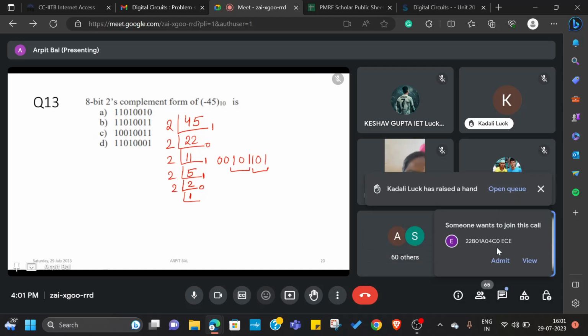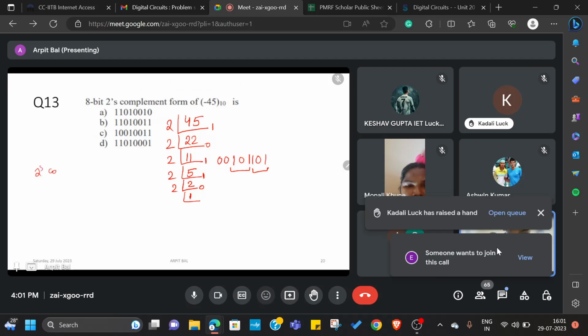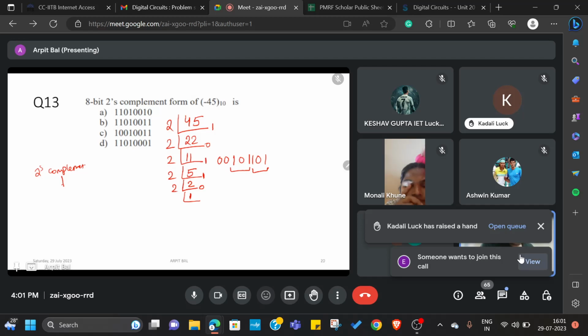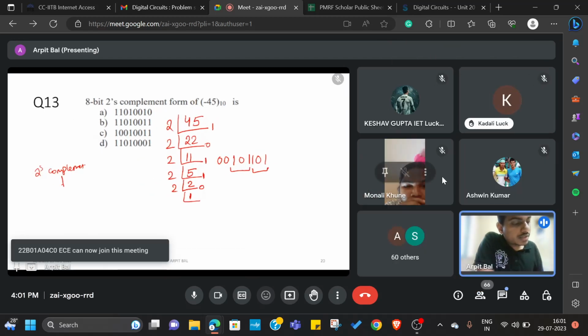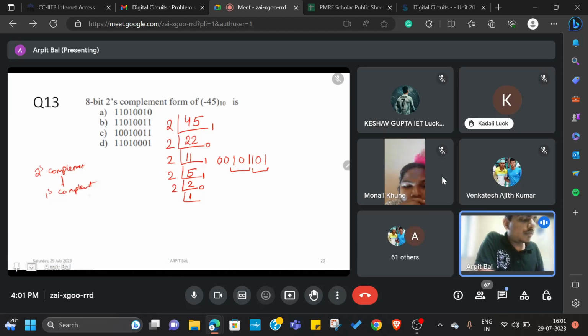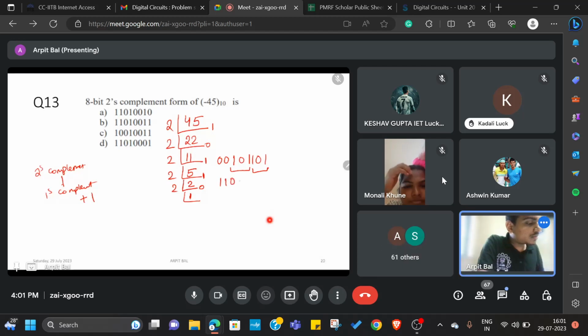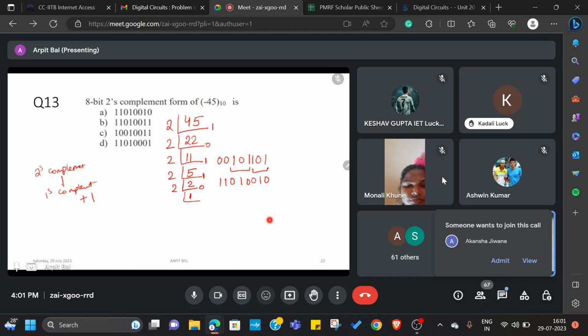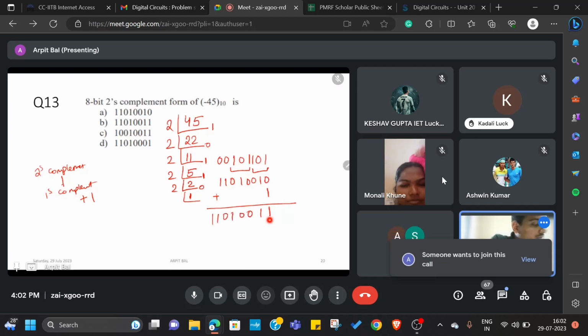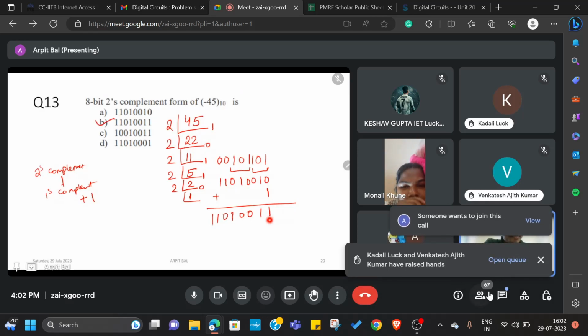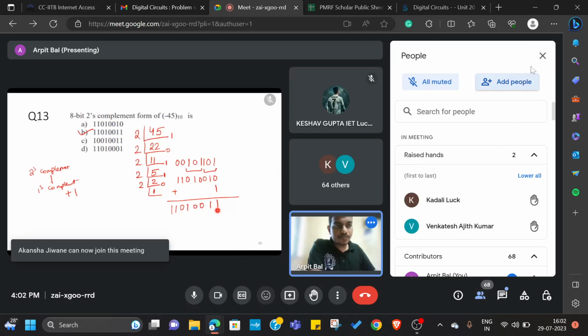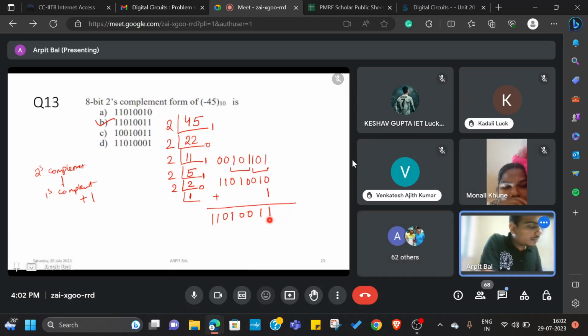So now we need to get the 2's complement form of this number. For getting the 2's complement form, first we will get the 1's complement, then we will add 1 to it. So we take the 1's complement of this number, which is basically flipping the bits: 11010010. Okay, this is the 1's complement, then for 2's complement we add 1, that is 11010011. Okay, so the answer is option B. Fine. So now let us move to the next question.